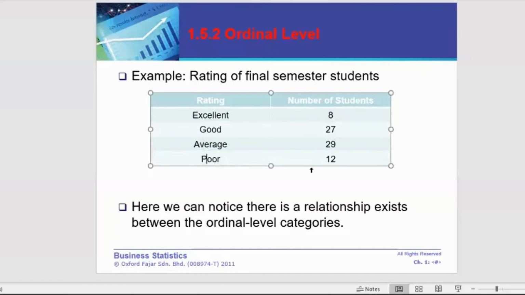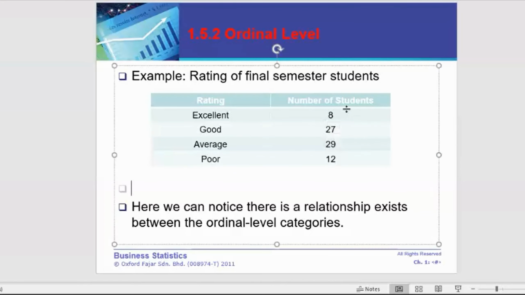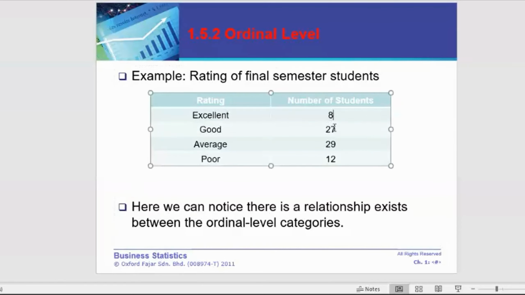And those who got poor are 12 students. Here you notice that there is no certain difference or specific amount of difference between each level. Like here between 8 and 27 is 19 students. Between 27 and 29 is 2 students. So the difference between the ranks, or the difference between levels, is not the same. And that's what we call the ordinal level.